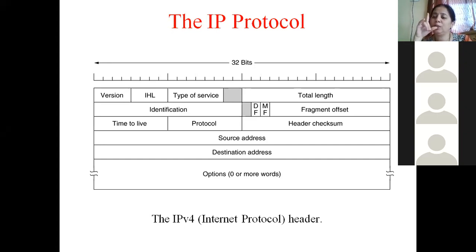If the bit is set to 1, for example, DF means don't fragment. If the DF bit is set to 1, that means this packet should not be fragmented. If it is set to 0, that means this particular packet can be fragmented. So 1 means true, 0 means false. That's why DF, if it is set to 1, means we are telling the router not to fragment this particular packet, don't fragment it.